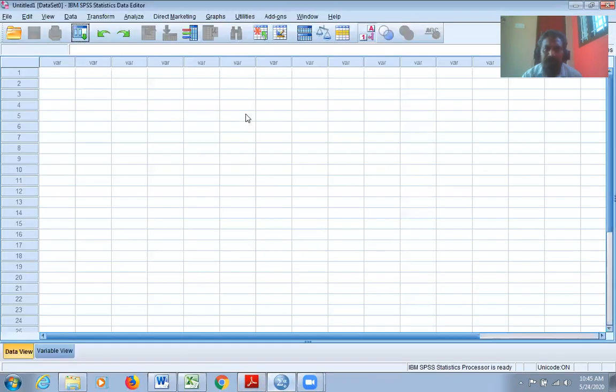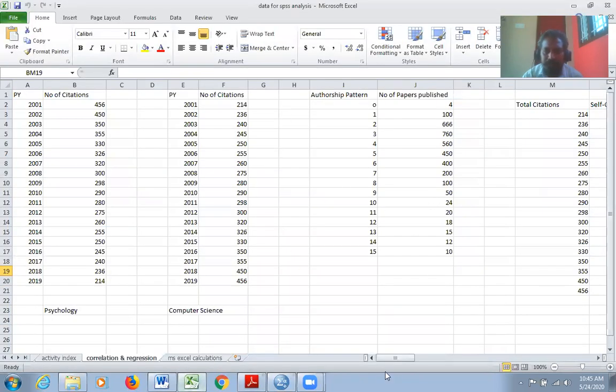I have version 23. Now I've got some data in Excel. Let me copy it. Okay, I'll go to SPSS. This is MS Excel. Here you can see I have a lot of pairs of data. I would like to give an example of the various variables on which you can conduct either bivariate or partial correlations. See, year of publication and number of citations, you can conduct.